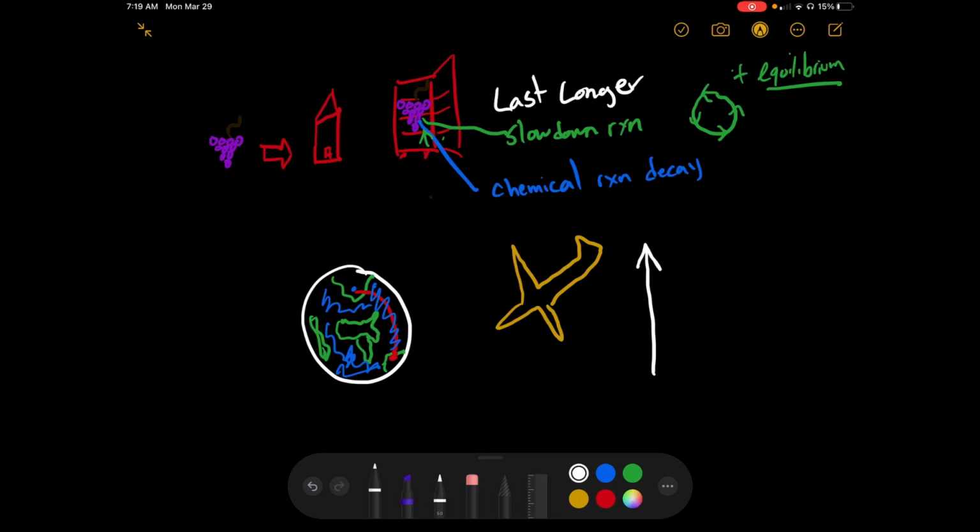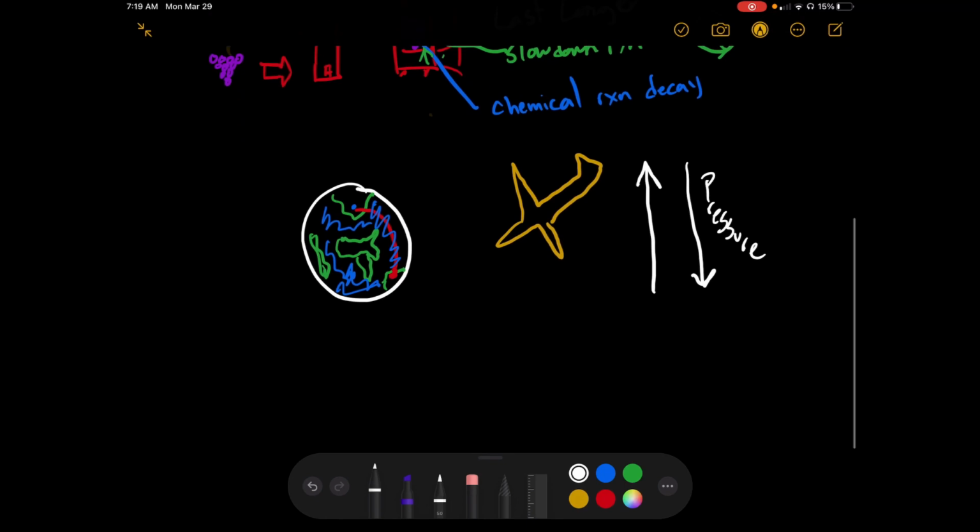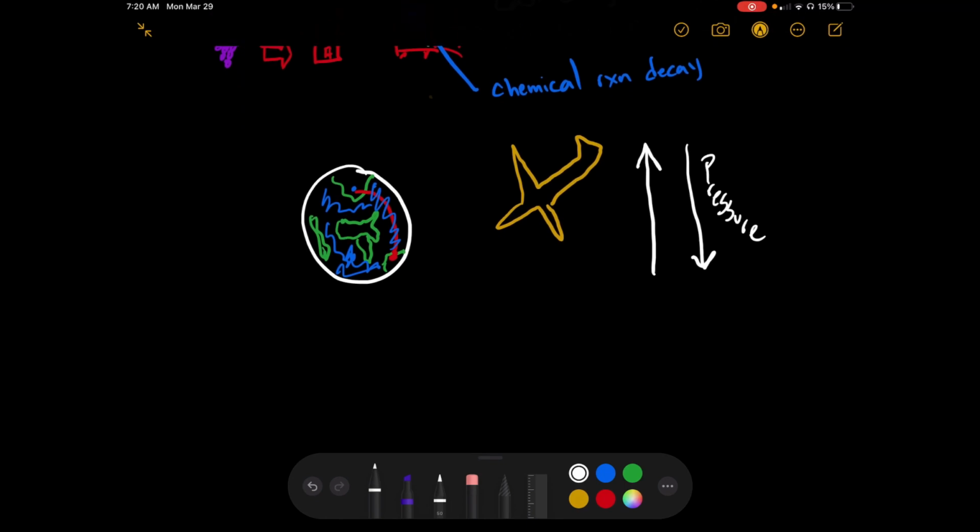Now, what happens to the pressure as we go up? The pressure actually goes down, right? Pressure decreases as we go up. So what happens to our bloodstream as the pressure goes down is that it begins to lose oxygen. So oxygen, O2, is lost as we go up.